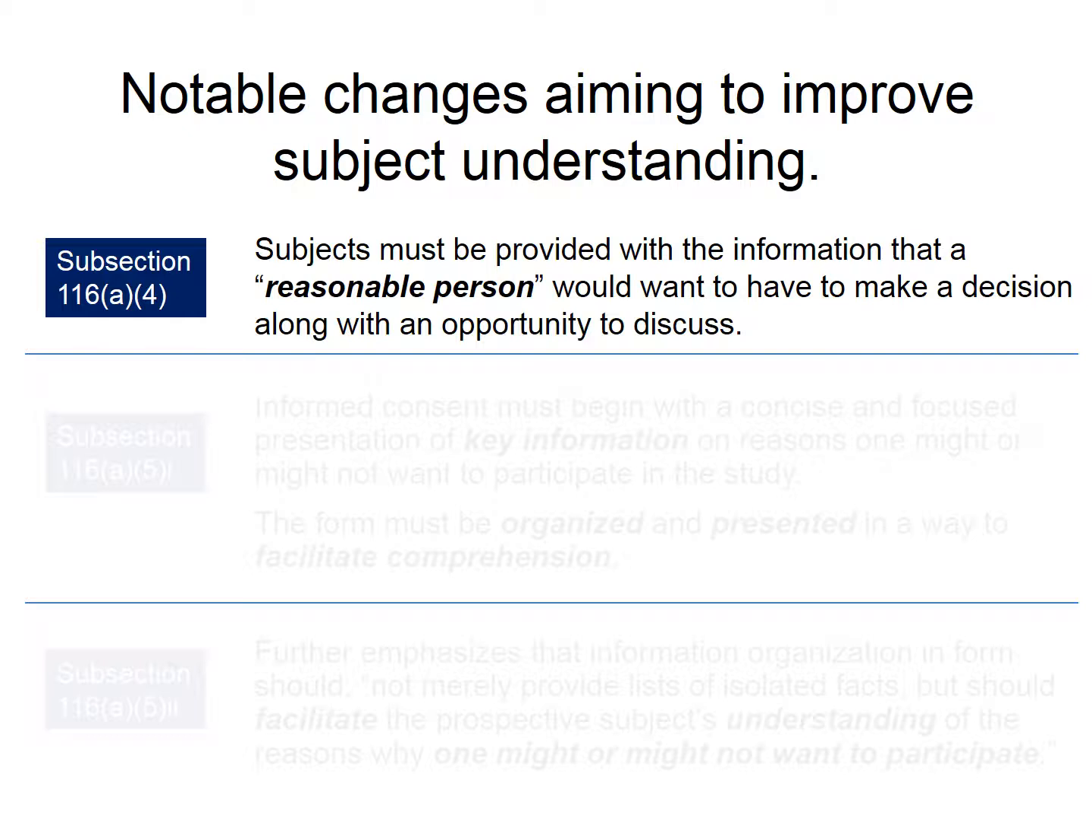There were a number of additions to the Common Rule found in the final revisions that were aimed at improving the informed consent process for subject understanding. So here, in subsection 116(a)(4), subjects must be provided with the information that a reasonable person would want to have to make a decision about whether they want to participate in research or not, along with an opportunity to discuss it.